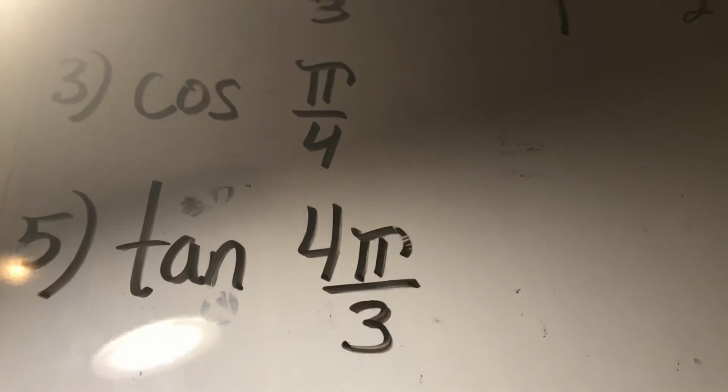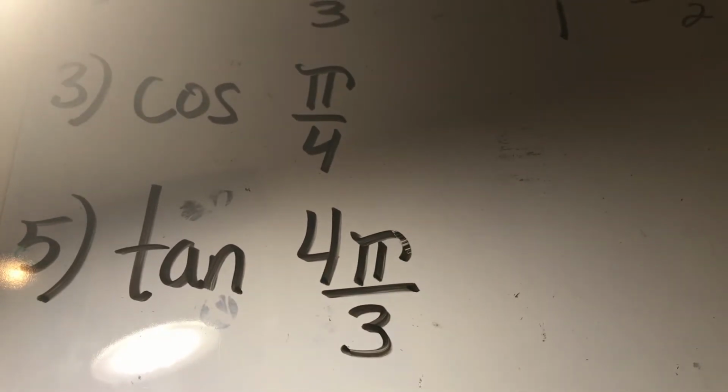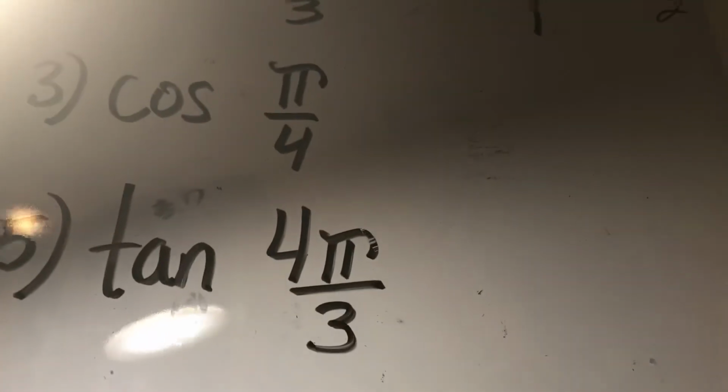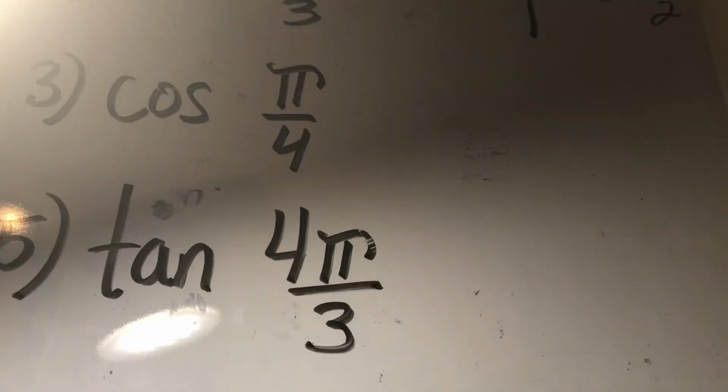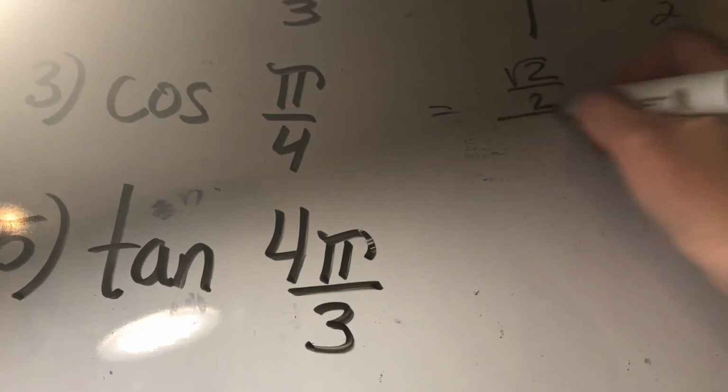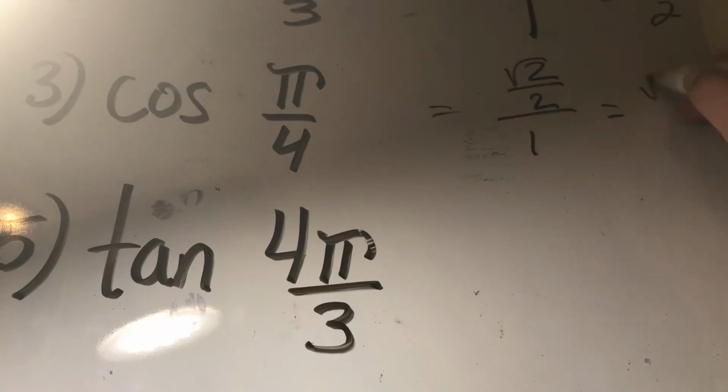And I'm going to do the odds. So number 3, the cosine of pi over 4. All right, so you would go to your unit circle and find pi over 4. And cosine is x over r. At pi over 4, the x value is square root of 2 over 2. The r value is 1.